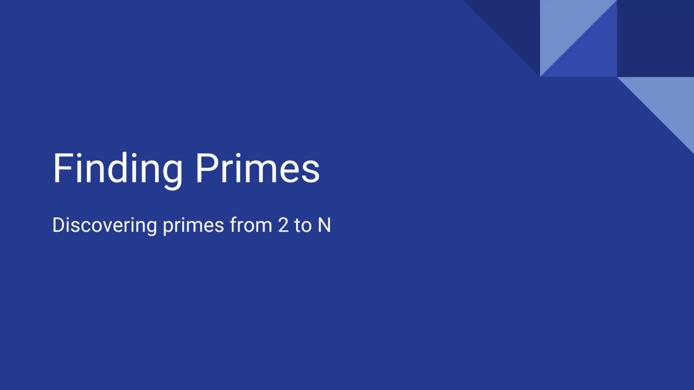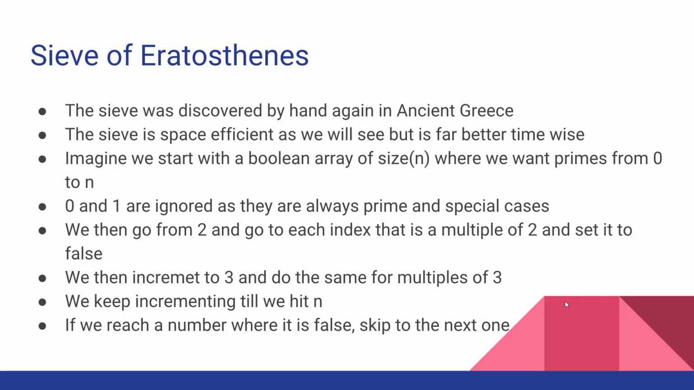Welcome back, and in this lesson we're going to be talking about how to find primes, but this time we're going to be using Aristophanes' sieve, which is the best way we know of to find the number of primes from 2 to n. Now, if you ever watched our video on Euclid's GCD method, Aristophanes was another Greek mathematician, and he discovered this sieve in ancient Greece by hand.